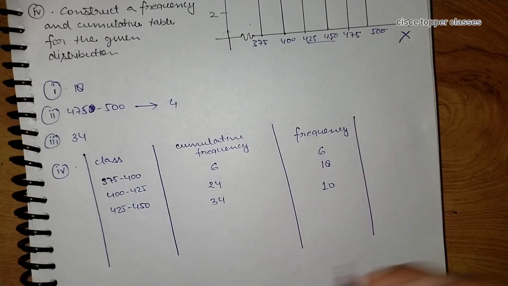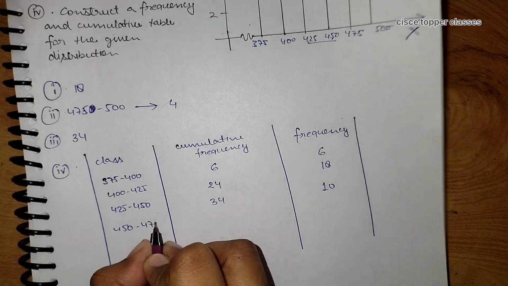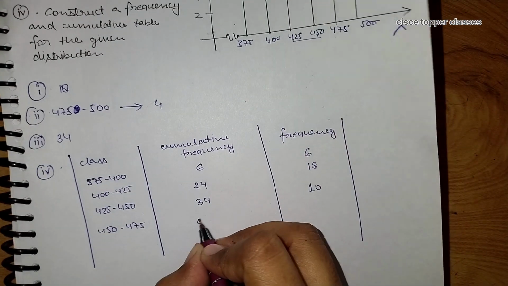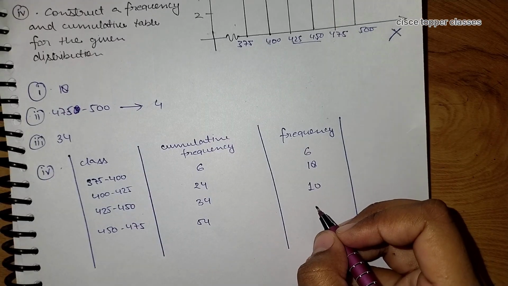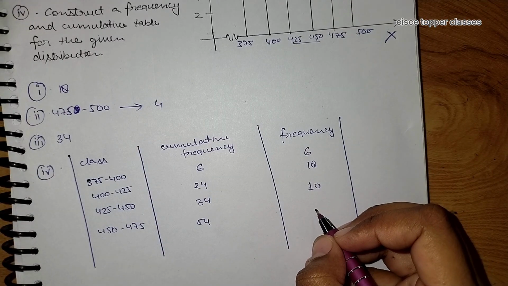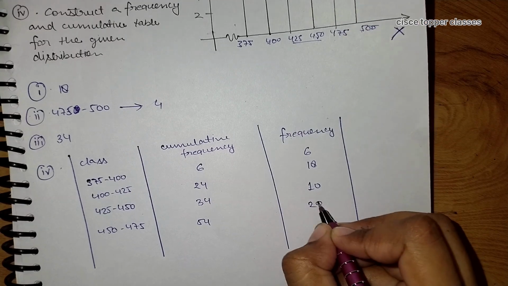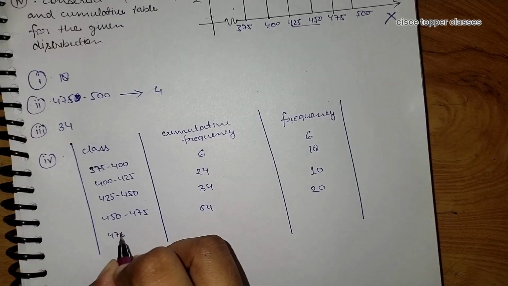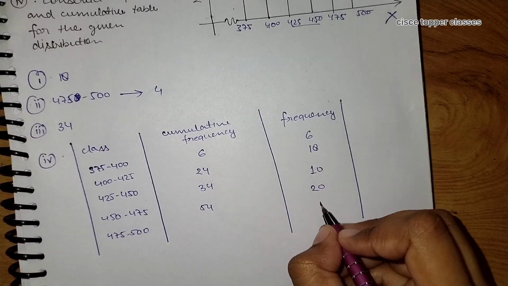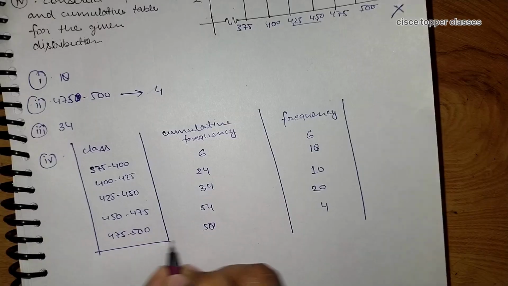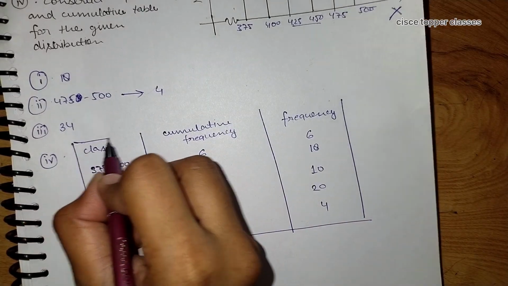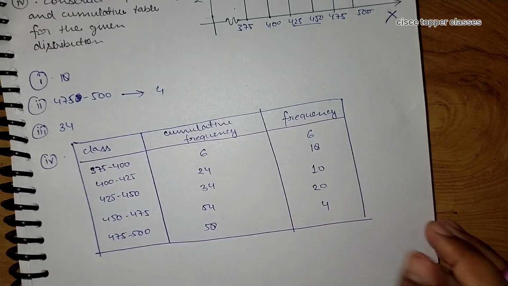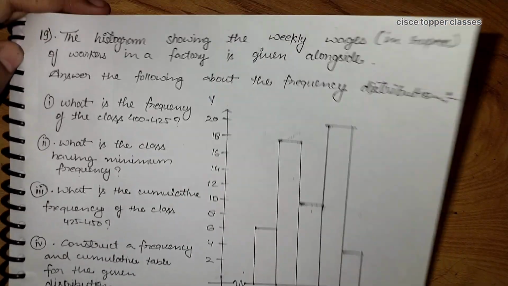If we write for 450 to 475, for the cumulative frequency we will again add 34 plus 20. So this will be 54 and the frequency here will be 20. So this is the frequency and this is the cumulative frequency of this class. Now if we write for 475 to 500, frequency is given to us as 4 and if we add it, this is 58. So this is the frequency and cumulative frequency table for the given distribution, and this is the final solution of question number 19.